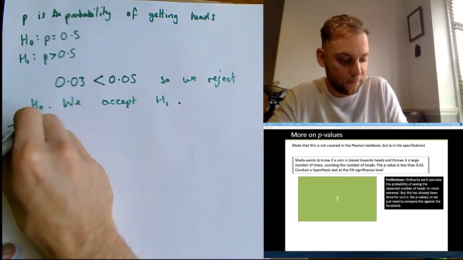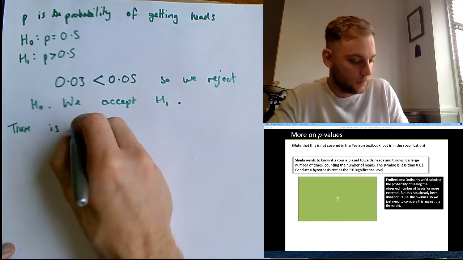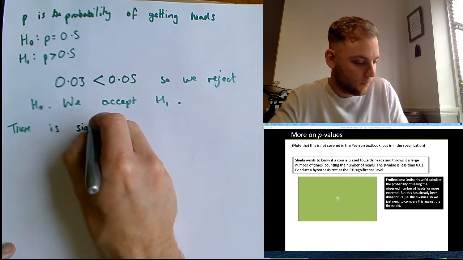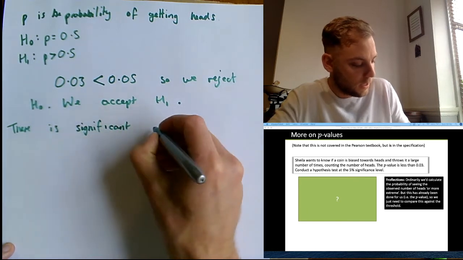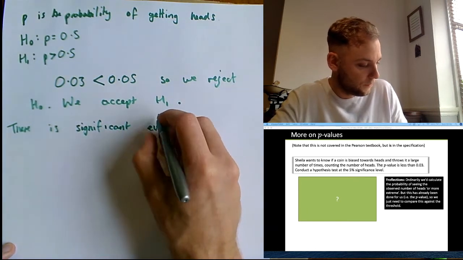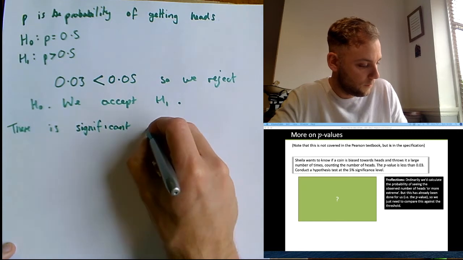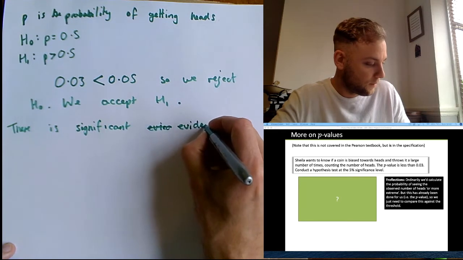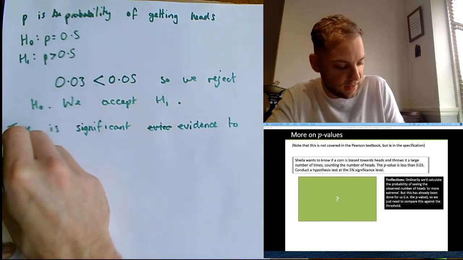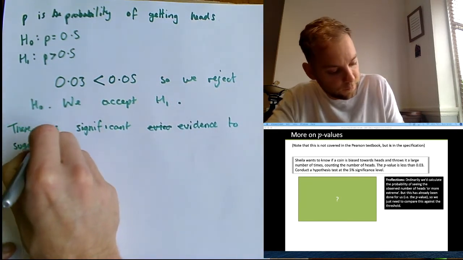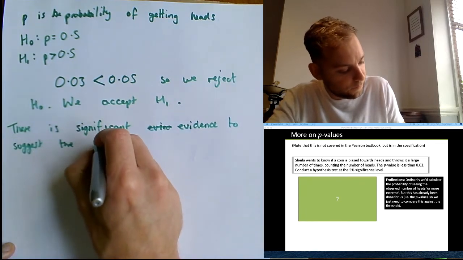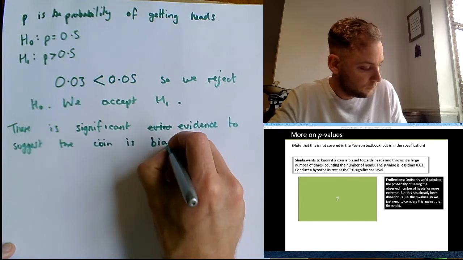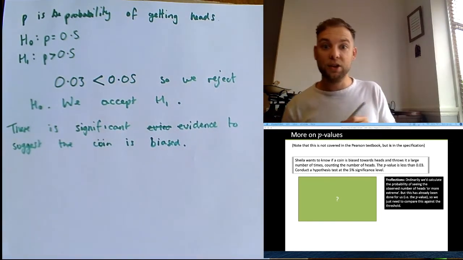So there is significant evidence. I've spelled evidence wrong, don't I? Evidence to suggest the coin is biased. Brilliant. Okay, so here she's done her test.